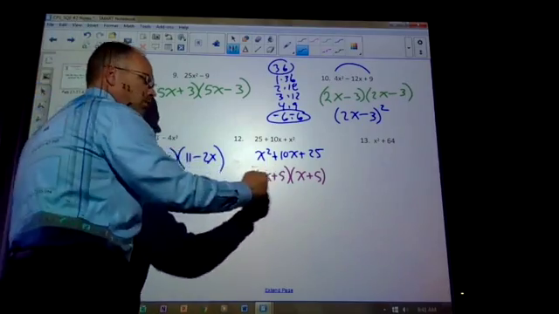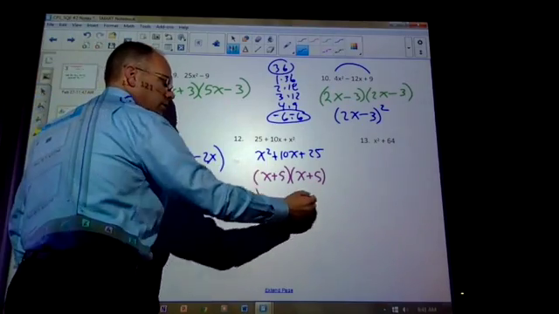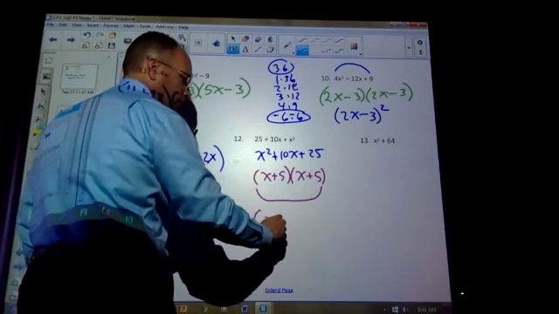So another way to write this would be what? X plus 5 quantity squared. Good.